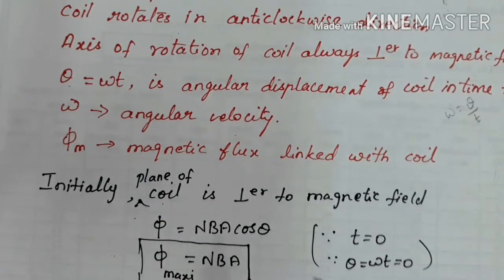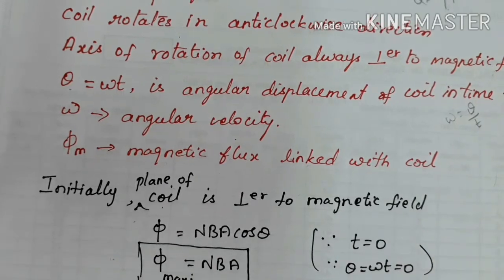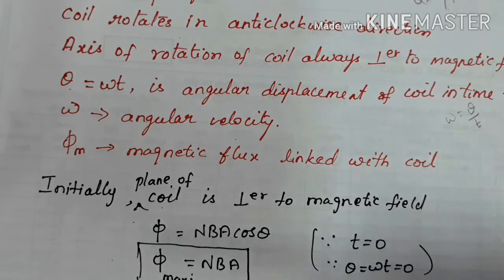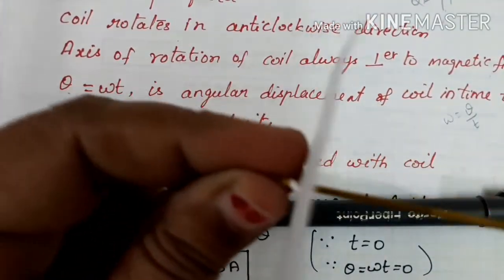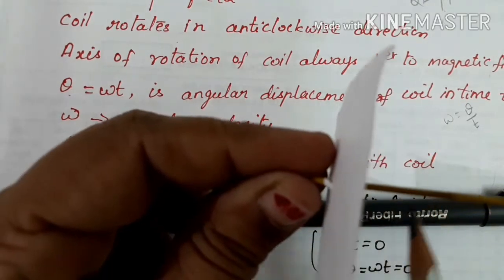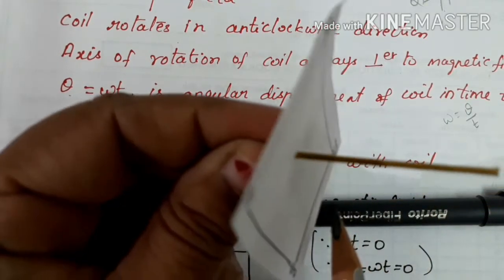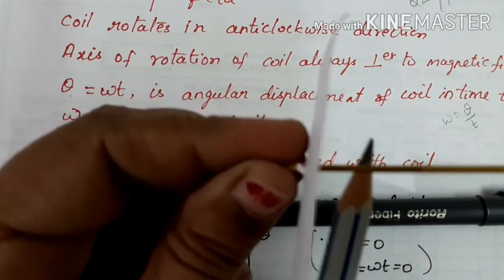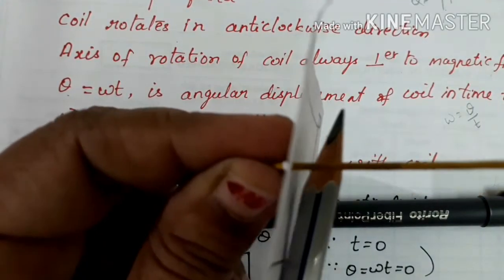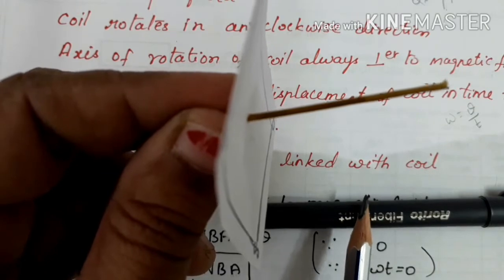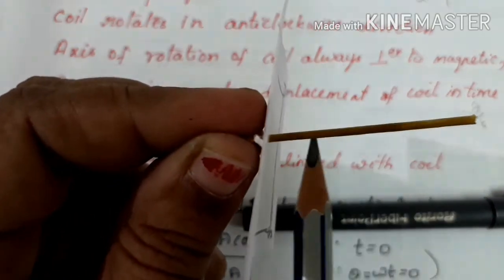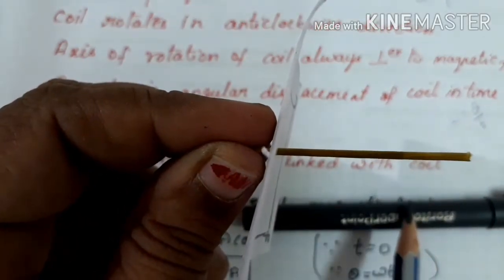Initially I told you that the plane of the coil is perpendicular to the magnetic field. Look children, I told you this will be the magnetic field. This is the initial position, right? How is the magnetic field with respect to the plane of the coil? This is the plane of the coil. You can see that the plane of the coil is perpendicular to the magnetic field.